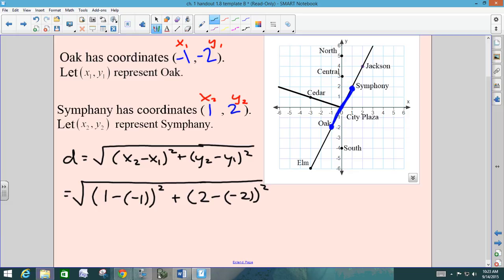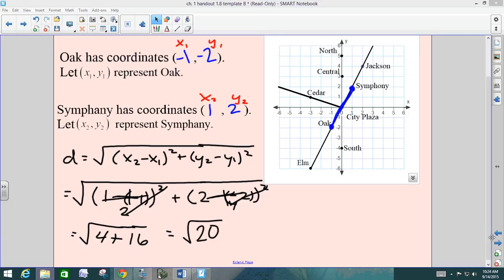Okay, once you have them substituted in, use your algebra skills, order of operations, and work inside out. 1 minus -1 becomes plus, so what's 1 plus 1? 2. And 2 squared is 4, so now we have the square root of 4 plus the y's. 2 minus -2 becomes plus. What's 2 plus 2? 4. And 4 squared is 16. All right, what's 4 plus 16? So this becomes the square root of 20. Is there a nice square root of 20? No. So then we have to round to the nearest tenth.